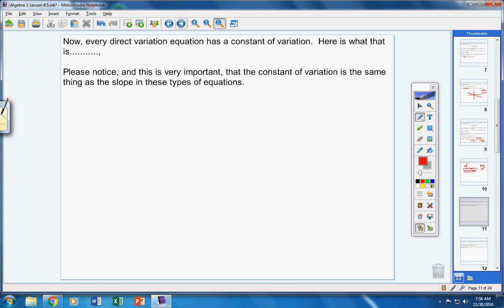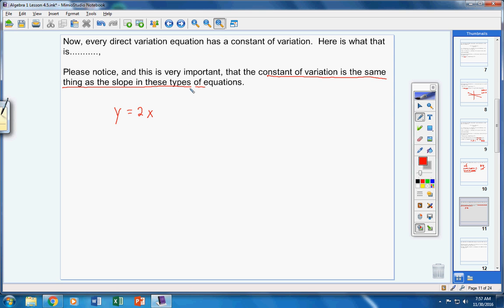Write this next sentence in your notes, please. The constant of variation is the same thing as the slope in these types of equations. Write that down, please. Please notice this is very important. The constant of variation is also the slope. Because did I not teach you guys that anytime a linear equation has y by itself, something like this, your m would be what here? 2, and your b would be what? Have I not taught you that? Sure I have. So what's the difference if I give you a problem like this?